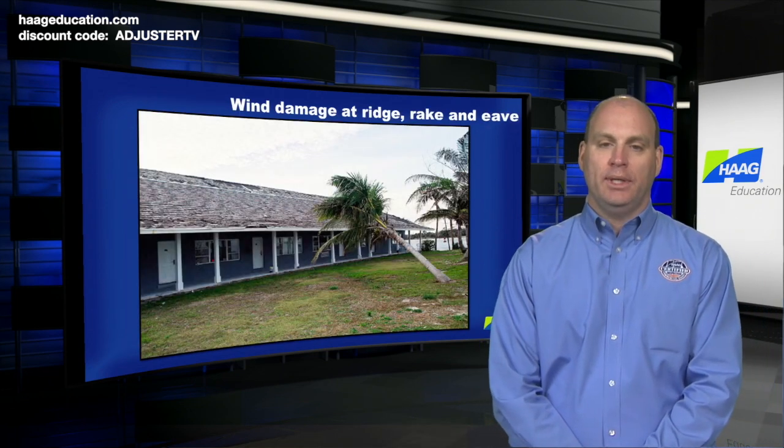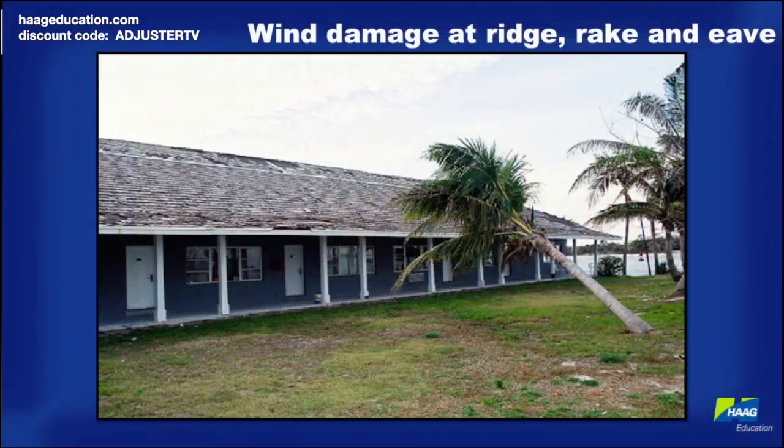So the wind in this case, can you guess which direction it was blowing? Look at the tree there. Look at that palm tree blown over. So the wind was taking the tree in that direction. Where do you see damage on the roof? You're going to see it at that windward eave, and then you're going to see it along the ridge. And if you go all the way to the right of that palm tree, you can also see it there at the rake edge.